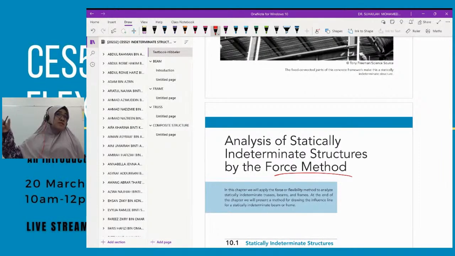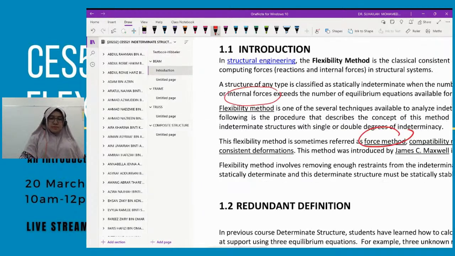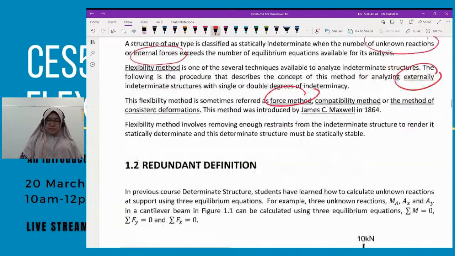Reaction to force, right? Forces, right? Okay, that is why it is also called the force method.